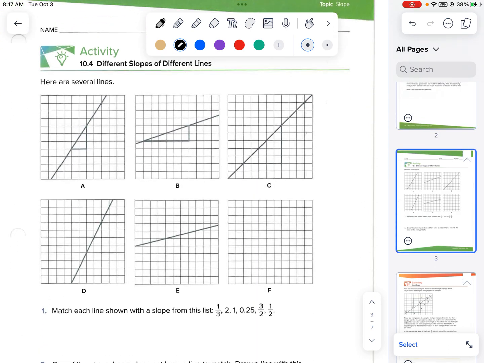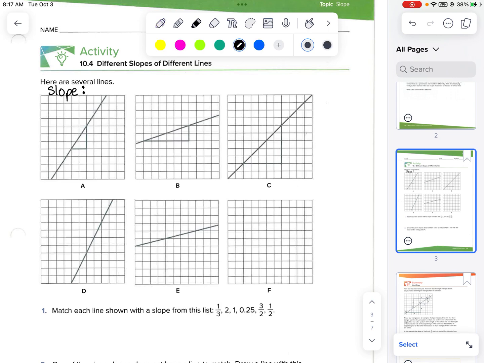Activity 10.4 says different slopes of different lines. Here are several lines. Match each line shown with the slope from the list. So let's just go ahead and start by finding the slope of each line. So I'm just going to write the word slope here. And then I'm going to use the triangle they provided to identify the slope.